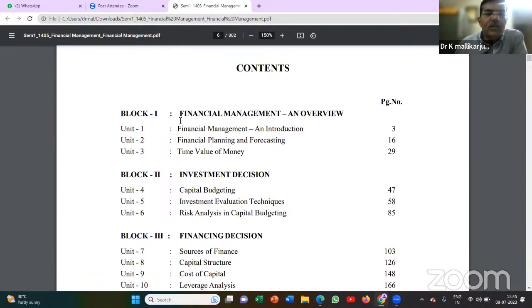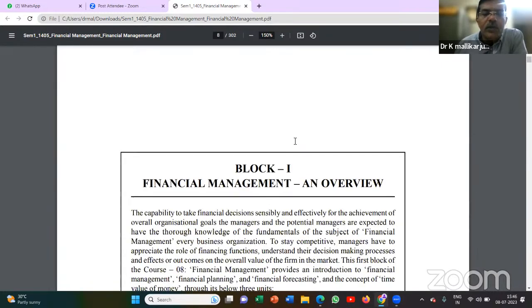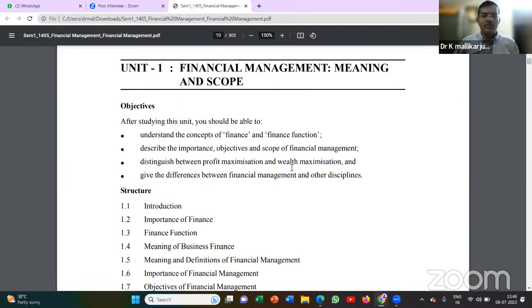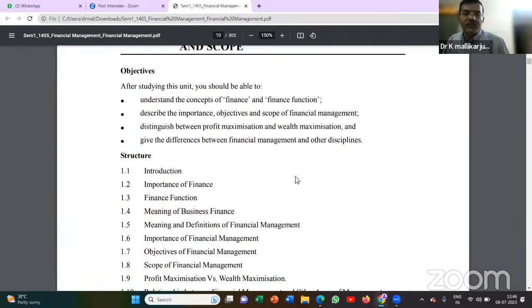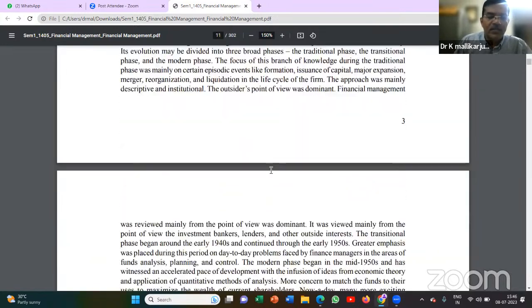Okay, so today we covered this introduction part, block number 1, that is financial management and overview. So let's begin with our first block, the introduction part. What is financial management? Here they see the importance of financial management, functions of financial management, meaning of business finance, definition of financial management. All these topics are given.